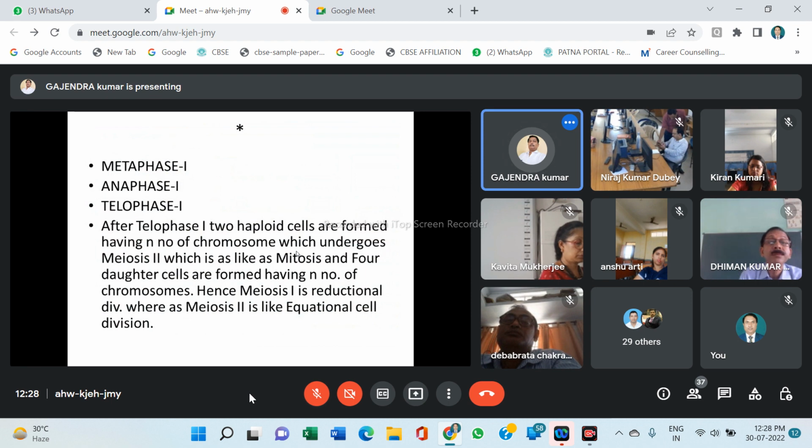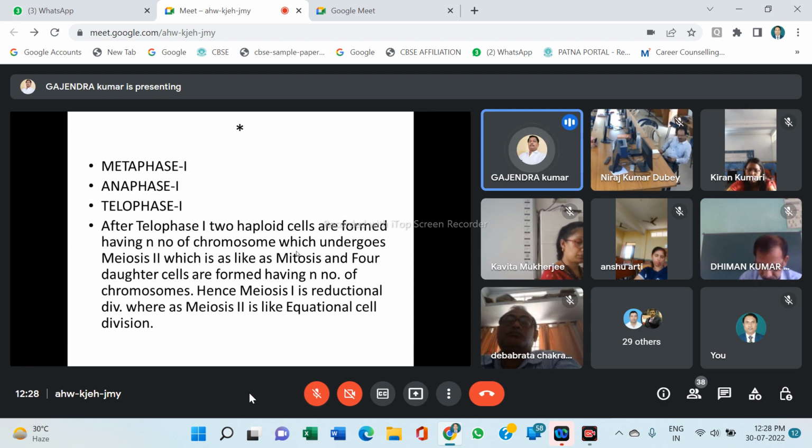In anaphase 1, we will again observe that the chromosomes will move towards their poles. Which type of chromosome? The chromosomes which are crossed over. The chromosomes showing the crossing over will move toward the pole, and the shape will again be V shape or J shape. After that, in the telophase stage, two haploid cells are formed having X or N number of chromosomes, which undergo meiosis 2.